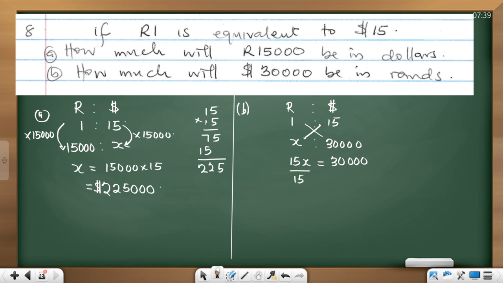What do we do? Get rid of the 15 by dividing both sides. And what do we have? Can 15 go in 30? Yes, that is 2 and 3 zeros.